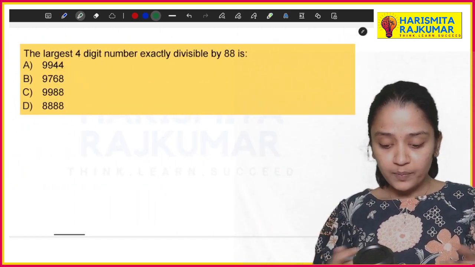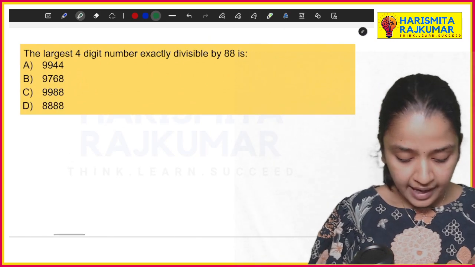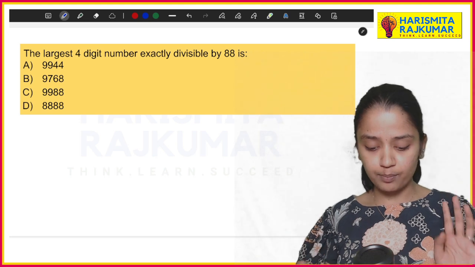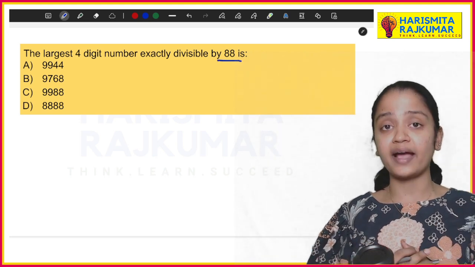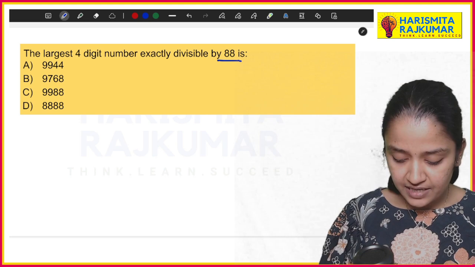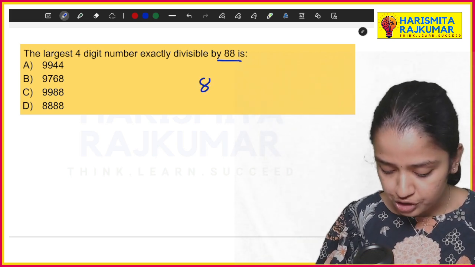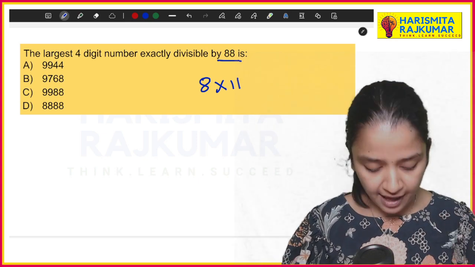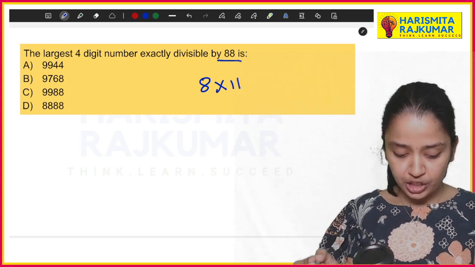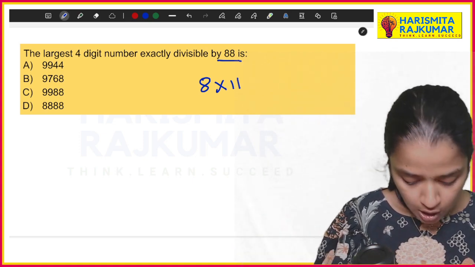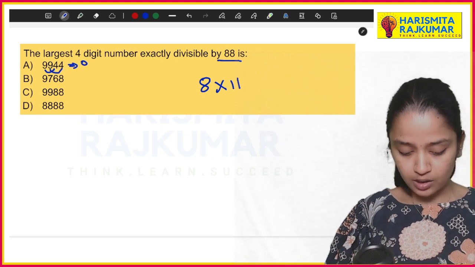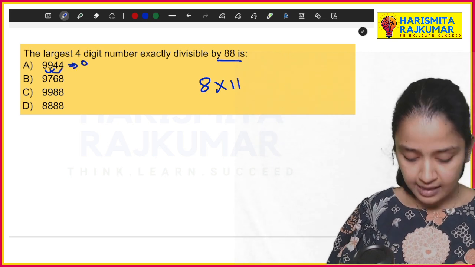Now let me go to the next one. The largest 4-digit number that is exactly divisible by 88. For it, you have to check whether it is divisible by 8 and by 11 or not. Okay, let me check for 11 first. Alternate digits, when I add, it is becoming 0. So this is divisible by 11.